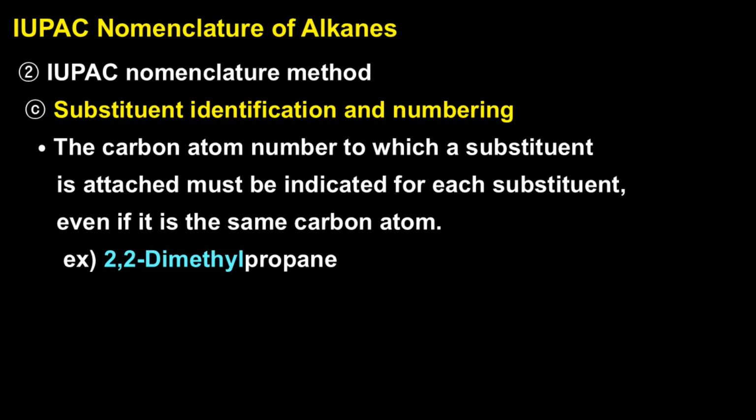When multiple substituents are attached to the same carbon, we need to be clear about exactly where they are. Even if they're all on the same carbon, we don't just assume it's obvious. We list the number for each substituent. For example, in 2,2-dimethylpropane, both methyl groups are attached to carbon 2. So we write 2,2 to make their positions crystal clear. It might feel a bit repetitive, but it's important for accuracy, and it follows IUPAC rules.